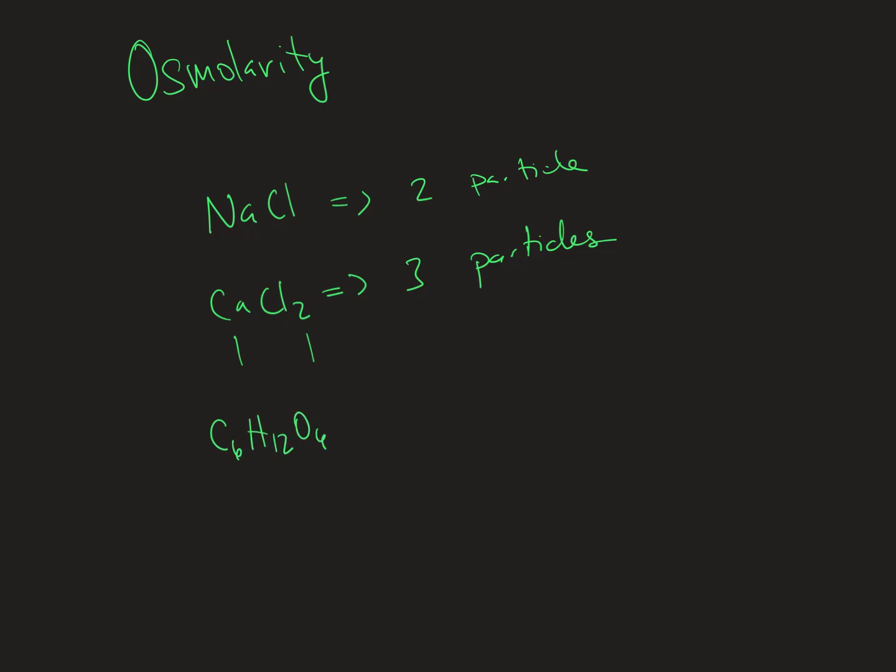C6H12O6, this is glucose. How many particles do we have? 1. Why is it 1? Because this is a covalent compound, and it does not dissociate. It's not made of ions. You with me? Only ionic compounds will dissociate.